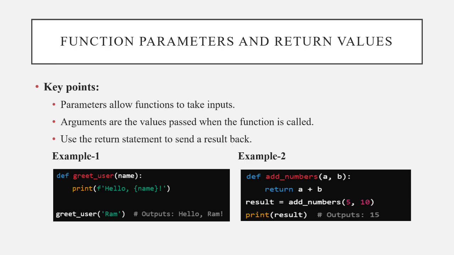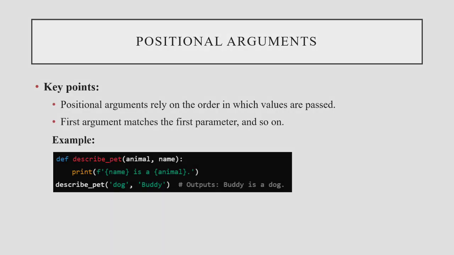And did you manage to do it? If your solution looks something like this example, then you are on the right track. Now, when calling a function, you provide arguments, which are the actual values passed to the parameters. The simplest way to pass arguments is using positional arguments, where the position of each argument matters.